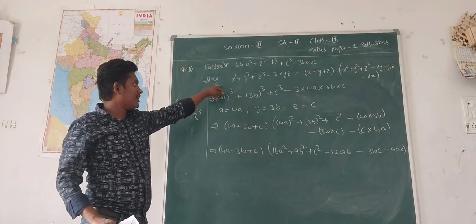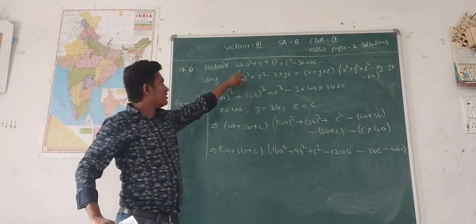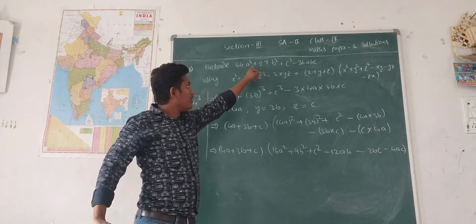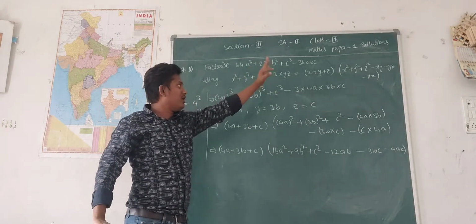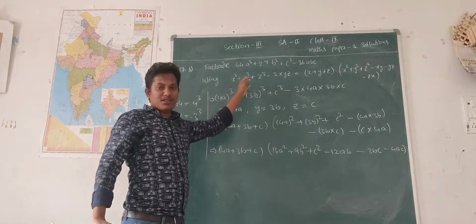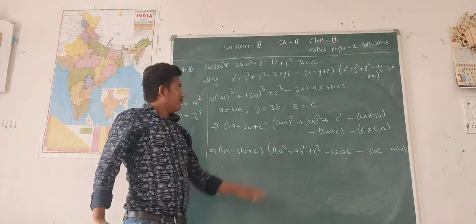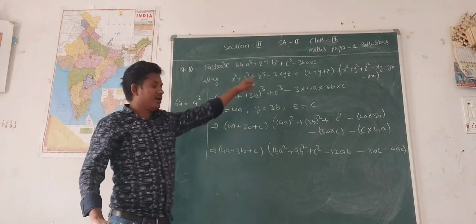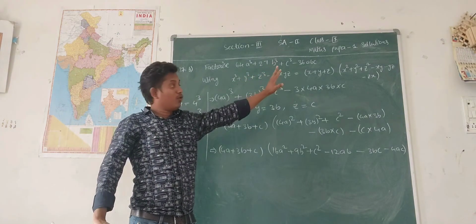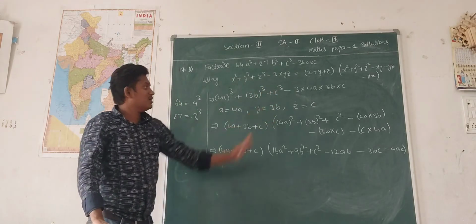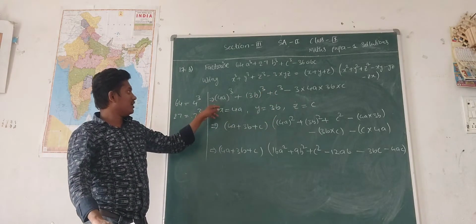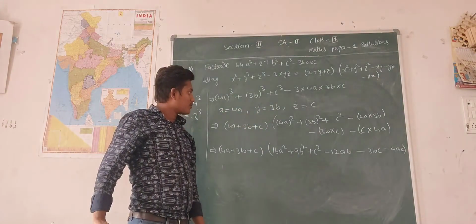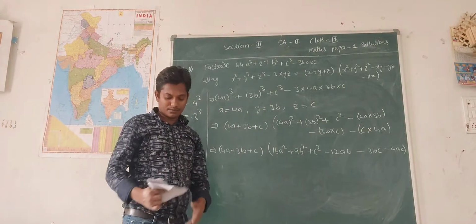So I am using this identity. Why? Because when we observe this question, here we have a cube, b cube, c cube and abc, which is in this form only. Where 64 we can write as 4 cube and 27 we can write as 3 cube, and c cube only one. So I am taking z as c, x as 4a and y as 3b. Okay.